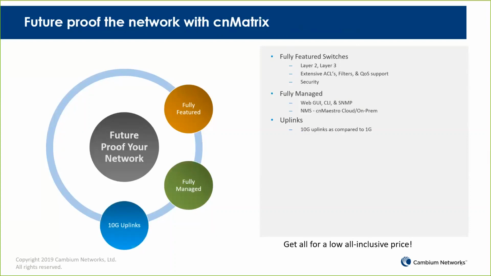Uplinks. We do have fiber uplinks on our switches. On our 24-port switches, we do have 4 10-gig fiber uplinks. And we like to talk about future-proofing the network. If you don't think you need 10-gig uplinks today, you may very soon. With the cnMatrix solution, you don't have to worry about upgrading your switches a year down the road. With this fully featured cnMatrix solution, you're good to go for many years.